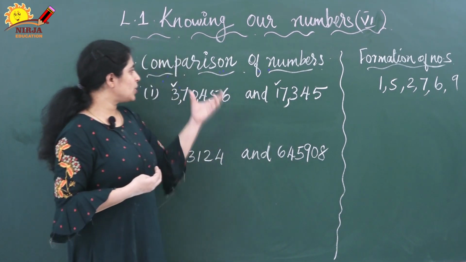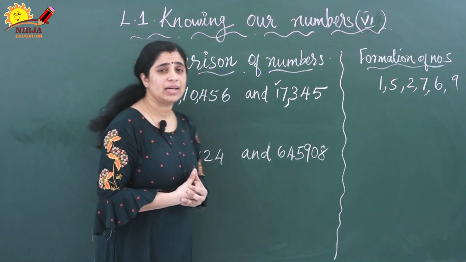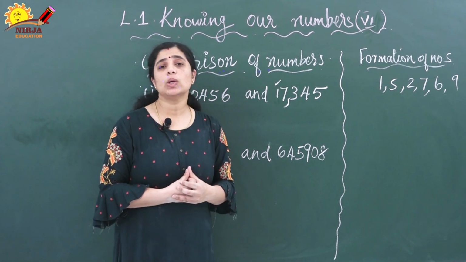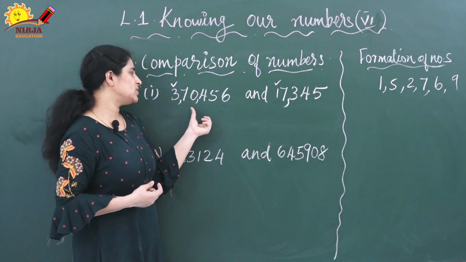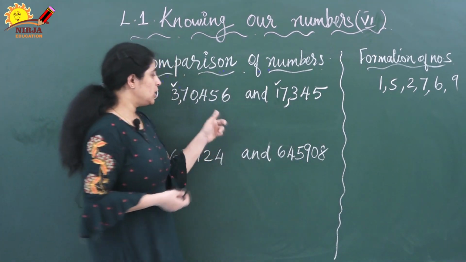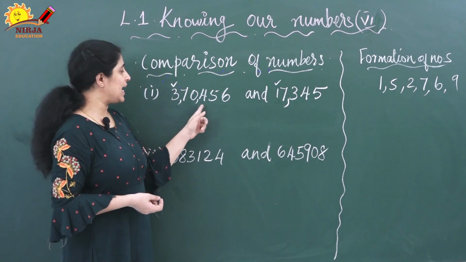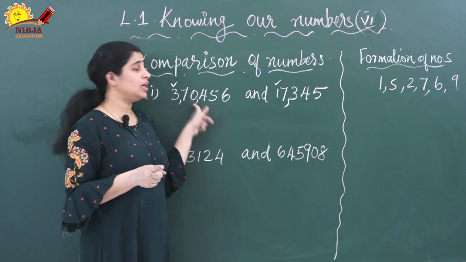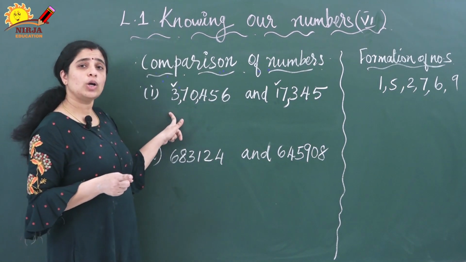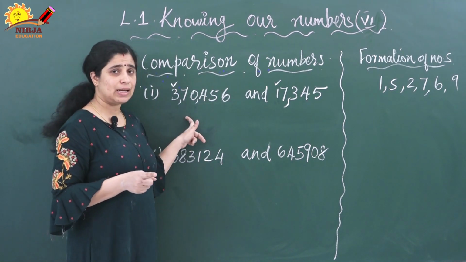Now we will go to our next topic, that is comparison of numbers. How can you compare two numbers? So I have written two numbers here. How can you read these numbers? I have separated them using commas. You know that after each period you have to separate using commas. So how can you read this number?